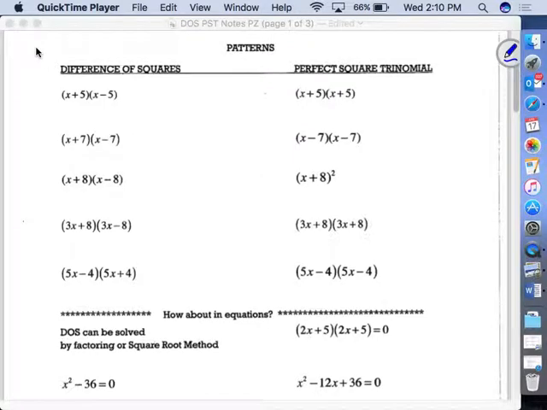This video is going to compare difference of squares to perfect square trinomial and also show you how to recognize a perfect square trinomial rather quickly. So I'll use the initials PST and then I'll use the initials DOS.